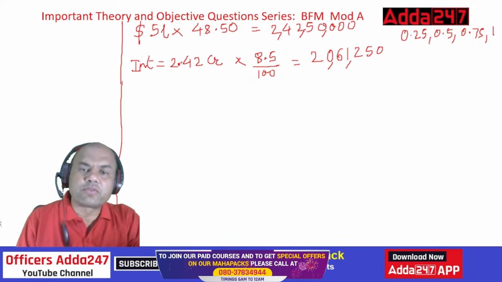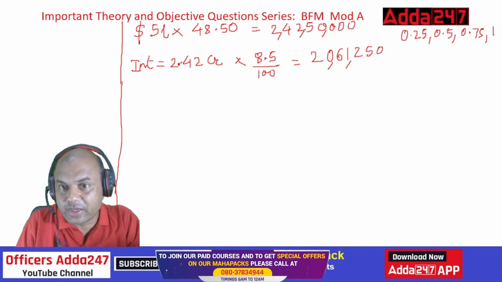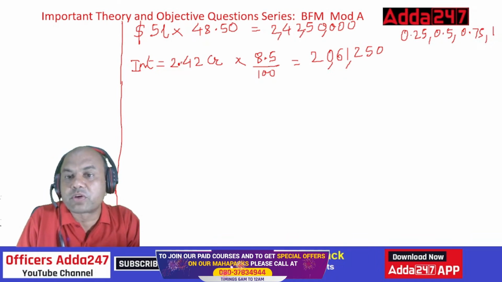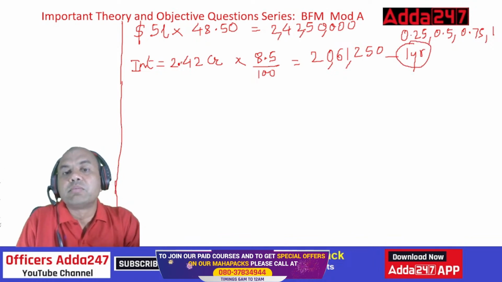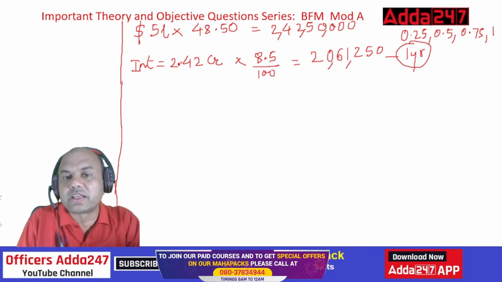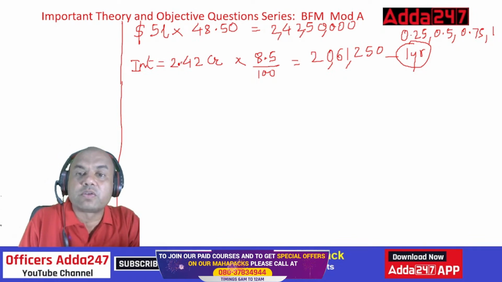Now, this 8.5% is for what? It is for 1 year. Look at this, very important part. This amount is for 1 year, but for how many days am I financing? This percent is always per annum. I am financing for 120 days. So, what will be my interest amount?